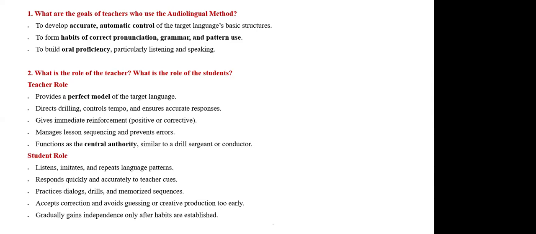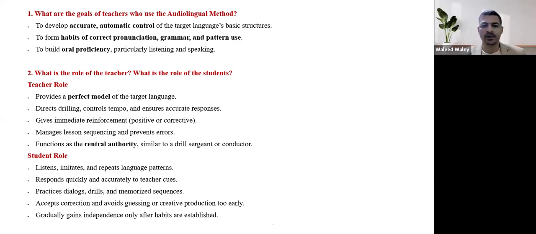Yes, exactly. And what is the role of the teacher and what is the role of the students here? The teacher here provides a perfect model and directs drilling, controls tempo, and ensures accurate responses, and also gives immediate reinforcement, positive or corrective, and also manages lesson sequencing and prevents errors. Functions as the central authority because he always directs the students. He divided them, he modeled the dialogue, and so on.